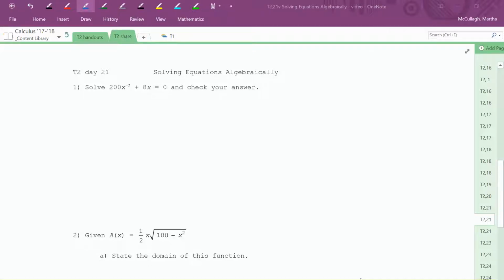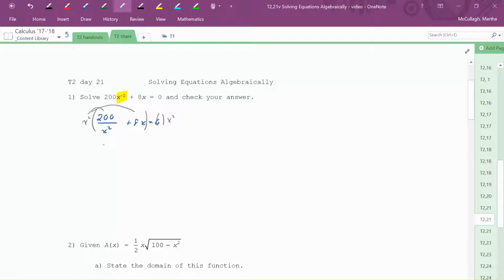First thing I'm going to do, though, is notice that I have x to the negative 2. So I'm going to rewrite that as 200 over x squared plus 8x equals 0. I have a couple of ways to do it here. I could simply multiply each side by x squared, and I'd need to be sure to distribute that x squared to both the first term and the second term here. Or I can subtract the 8x from each side and then cross multiply. Either one of those will get us to the same place. So let's go ahead with this distributive.